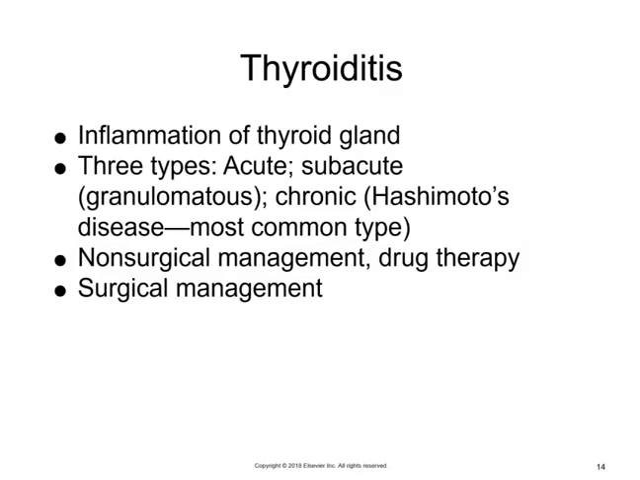So subacute, that is going to result from a viral infection after a cold or an upper respiratory infection. So symptoms are going to be chills, fever, dysphagia, muscle and joint pain. And this can also radiate to the ears, to the jaw, and the thyroid gland is going to feel hard and enlarged on palpation.